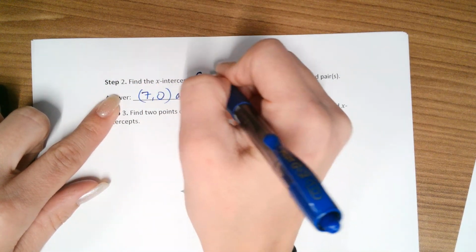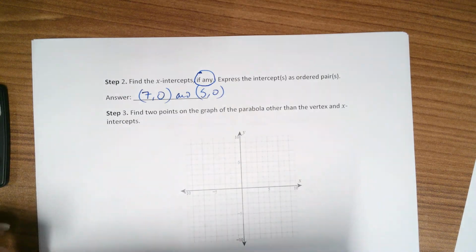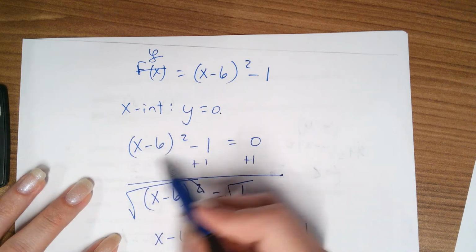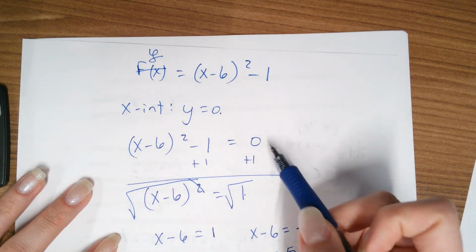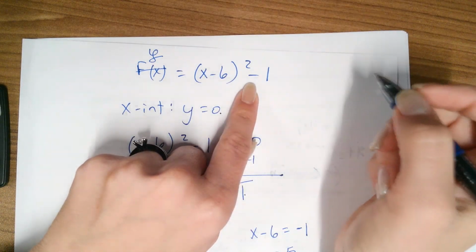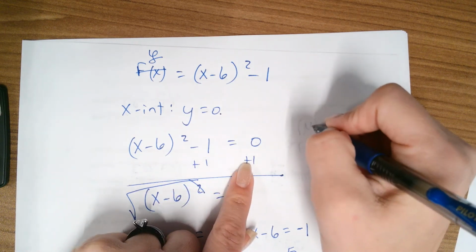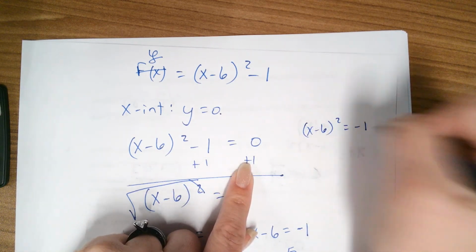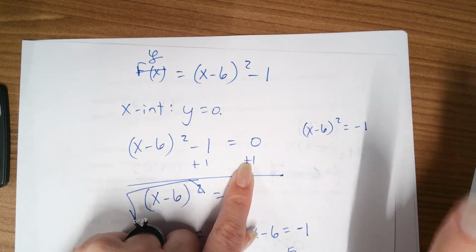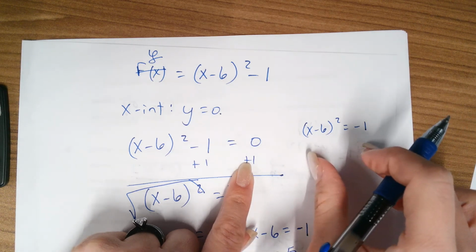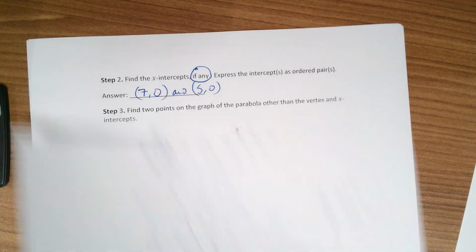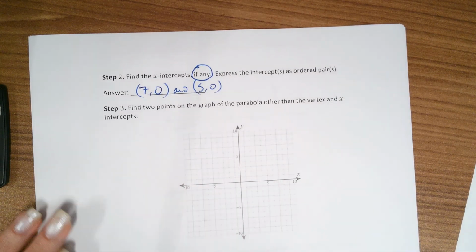And it says if any. So we just looked at the restriction of the square root. If when we had gotten this piece that's squared all by itself, it was equal to a negative number, so let's just pretend for a second that this had been plus 1, we would have subtracted 1 and ended up with x minus 6 squared equals negative 1. Now when I take the square root of a negative number, it's something imaginary. It's not a real number. So in this case, we wouldn't have any x-intercepts, right? So just be on the lookout for that. But here we do. 7, 0, and 5, 0 are x-intercepts.